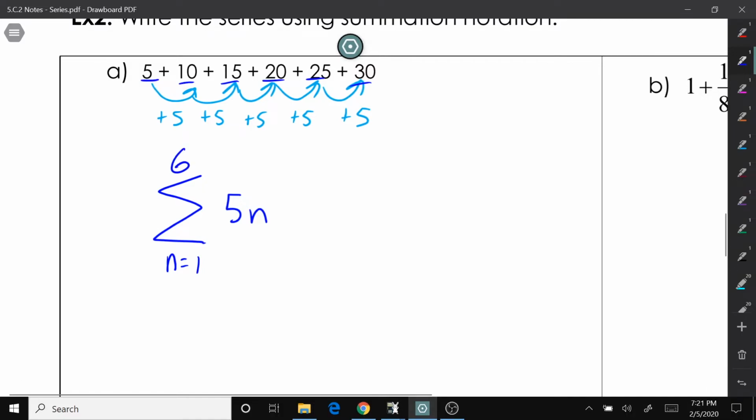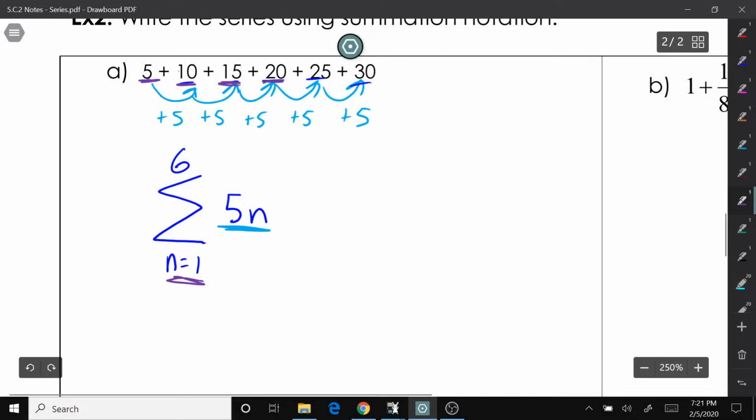So you can kind of check yourself and see if you're right. If you plug in 1 here, you get 5. You plug in 2 for this, you get 10. You plug in 3 for this, you get 15. So you can do this to double check to see that you have this part correct. You can just plug in your values and see if you get the correct term up here.